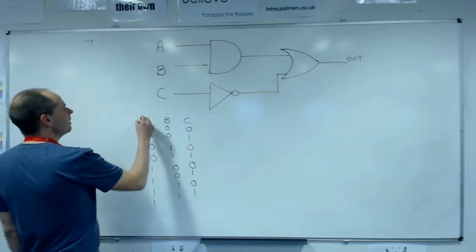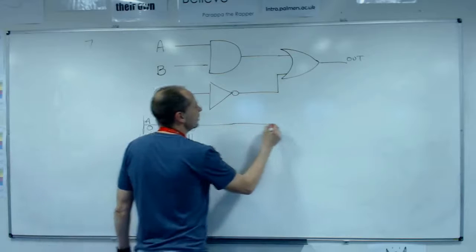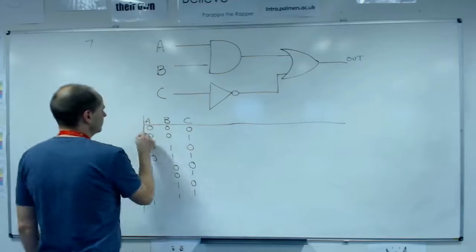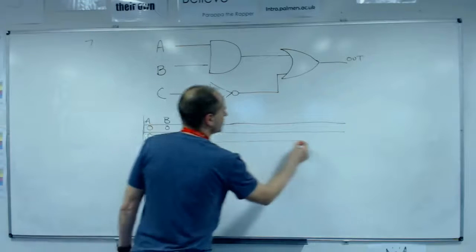Okay, right. So now we can do the build-up of the table. What we've got to do, I'm just going to draw these lines, very wobbly lines, to give us a chance.